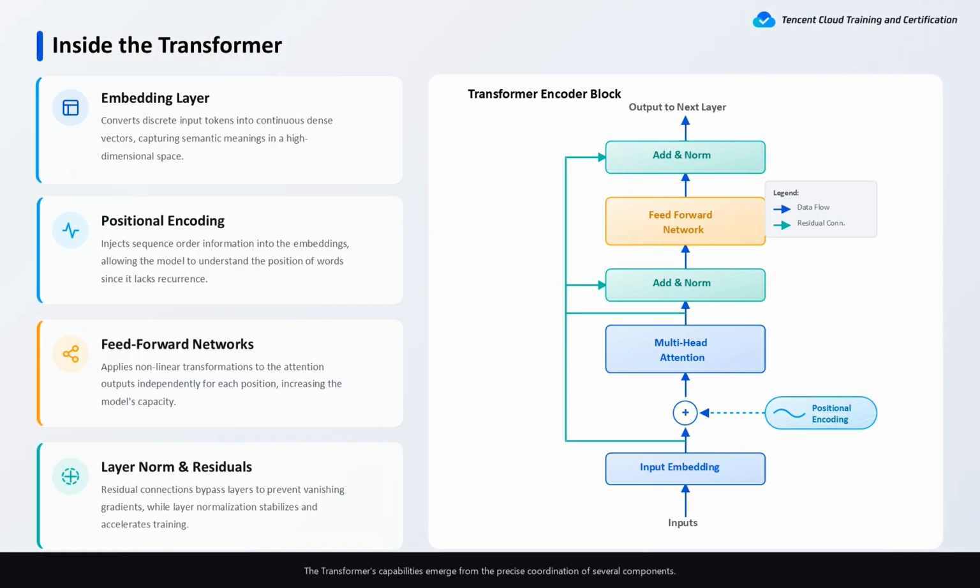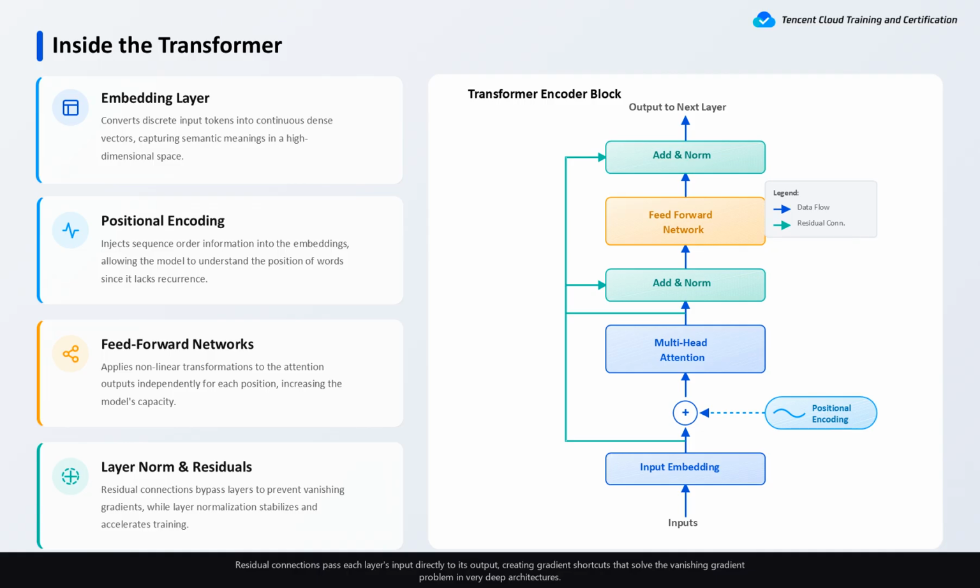The transformer's capabilities emerge from the precise coordination of several components. The embedding layer converts tokens into dense vectors where semantically similar tokens are positioned nearby, the numerical foundation for all downstream computation. Positional encoding adds location information since self-attention has no inherent sense of order. It is the mechanism that allows the model to understand word positions in a sequence. Feed-forward networks follow each attention layer, applying nonlinear transformations to enrich representations beyond what attention alone captures.